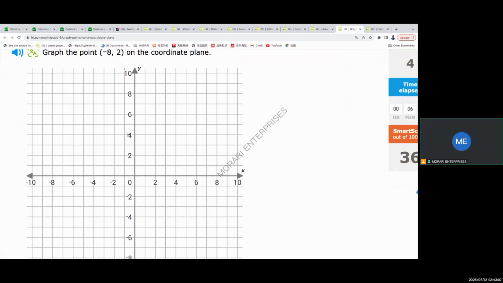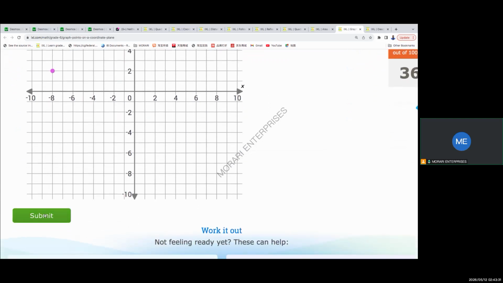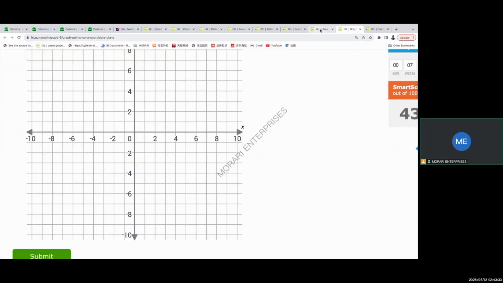Negative 8, 2. If you know the quadrant, you're just going to know negative, positive means the second quadrant. It will be in this area. When the first value is negative, it means it's left. So you see left up, so it's this quadrant, right? So negative in this first place means left. So left 8 points and up 2 points. Yeah, right here, and we submit. All right, we're done with this exercise.